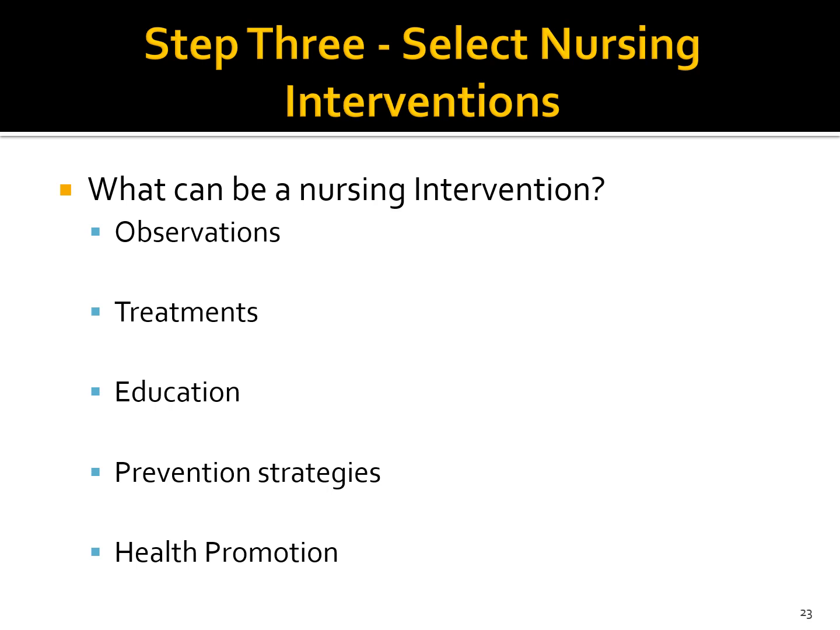So again, selecting nursing interventions. What can a nursing intervention be? Observations, watching the patient, treatments, wound dressing, education, showing a patient how to use a needle before they get discharged from the hospital who's going to be on insulin. Prevention strategies. If they came in with pneumonia and they smoke, you're going to want to have an intervention to at least educate them about smoking. And that also falls under health promotion.